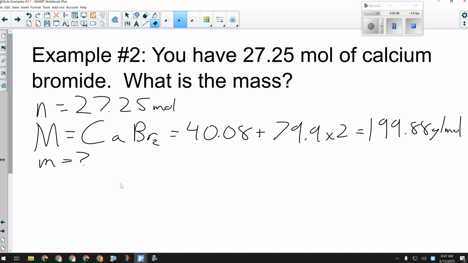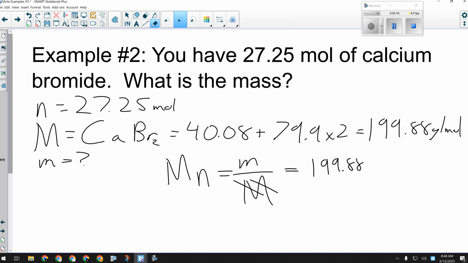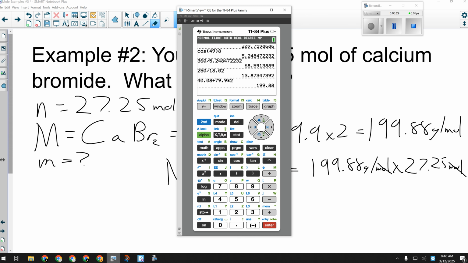All right, so mole equation is n equals little m over big M. I've got to isolate little m. What do I do with big M? Multiply it over to the other side. Right? Okay, now I've got my formula. Okay, now I can plug in my numbers. So that'll be 199.88 grams per mole, okay, times 27.25 moles. Moles are going to cancel. Okay, we'll be left with grams, which is what we're looking for.